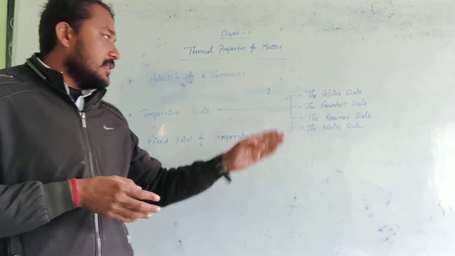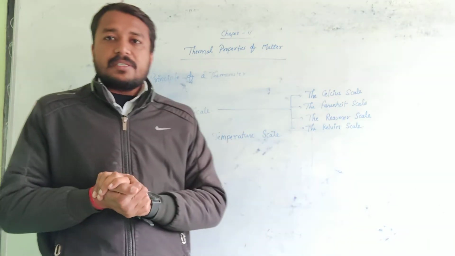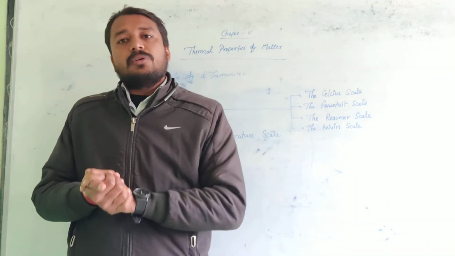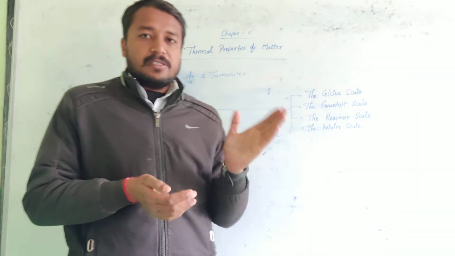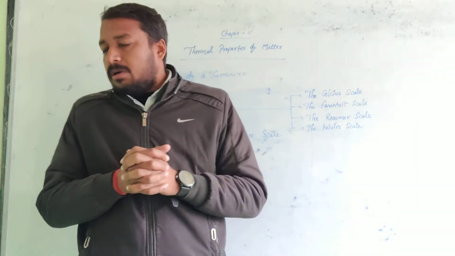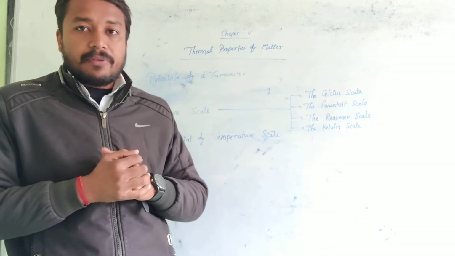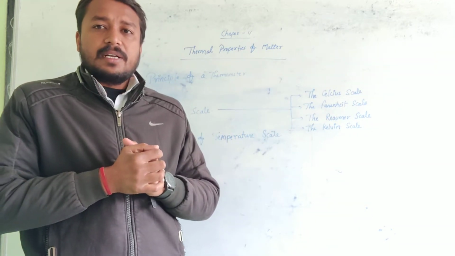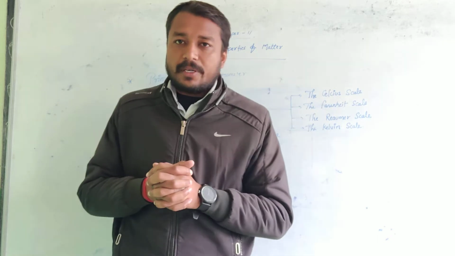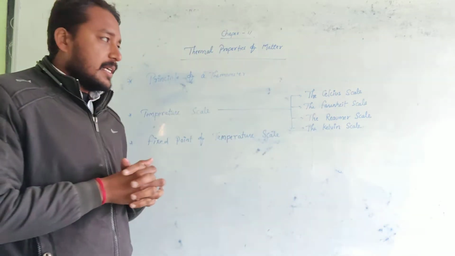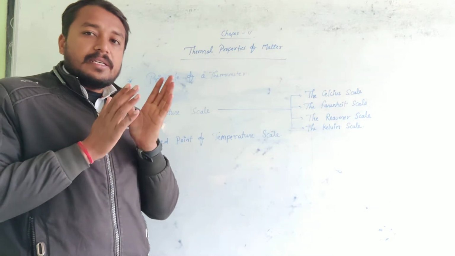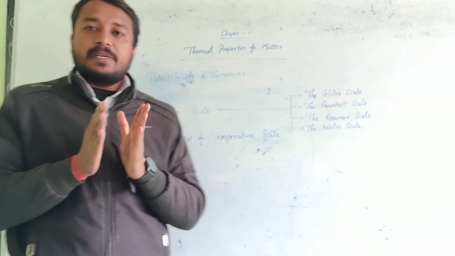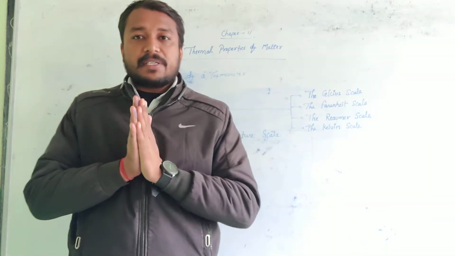Okay. Now the next one is the Fahrenheit scale. It is designed between 32 and 180, right? It means 32 Fahrenheit is equal to the freezing point of water, and 180 is equal to the boiling point of water. That means it is designed between 32 and 180, and the scale between 32 and 180 is divided into equal parts.